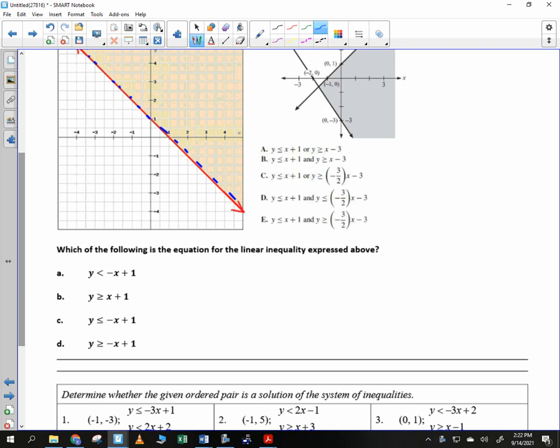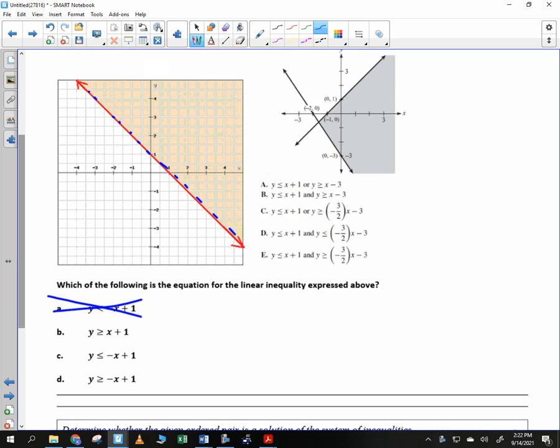Good, yeah, so the equal sign here is going to be solid, so we can get rid of that one. We know that one's gone right away. All right, is the slope positive or negative? Slope's negative, so we can get rid of letter B too, can't we?